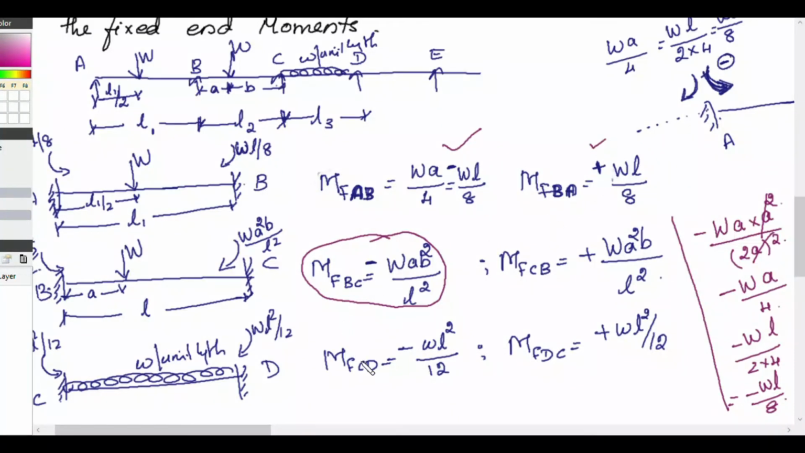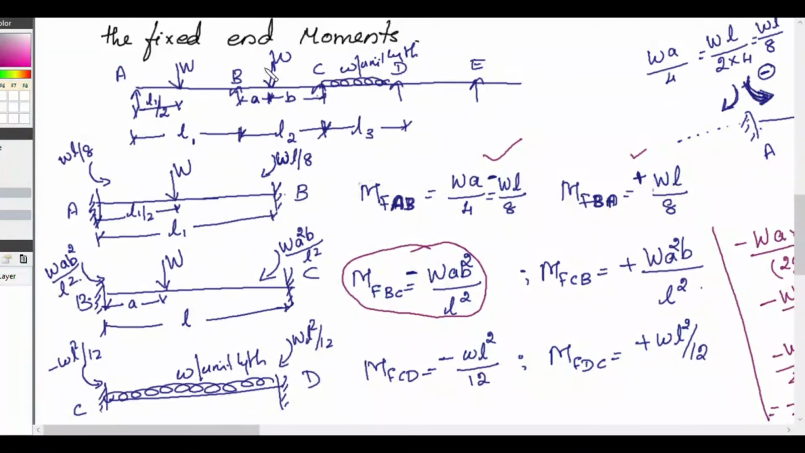So you should remember when it is a UDL, it is plus or minus WL square by 12. When it is a concentrated load, plus or minus WAB square by L square and WA square B by L square. If you remember these two things, you will be able to complete the first step. So first step is over.